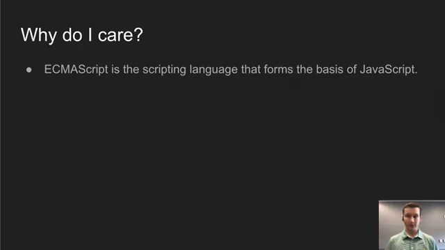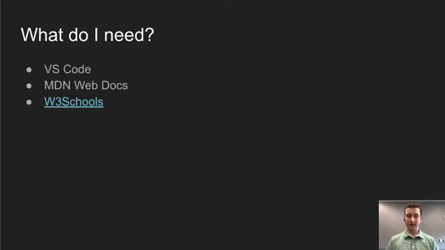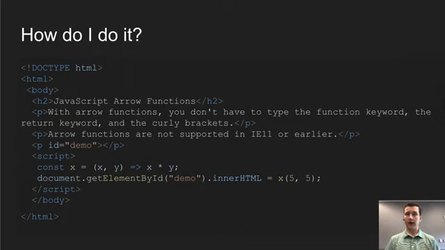So, JavaScript, why do I care? This is the scripting language that forms the basis of JavaScript. What do I need? VS Code, Mozilla Developer Documentation, and W3 Schools. How do I do it? This example shows an operation being performed. Here we can see that we have multiplication, and we're using an arrow function.